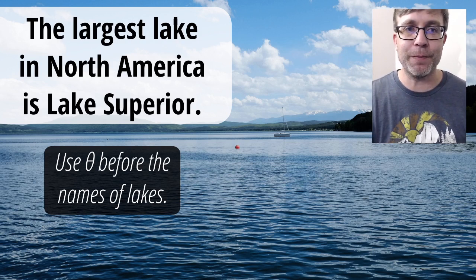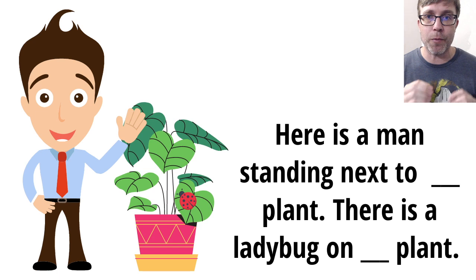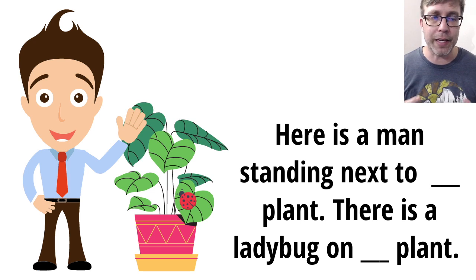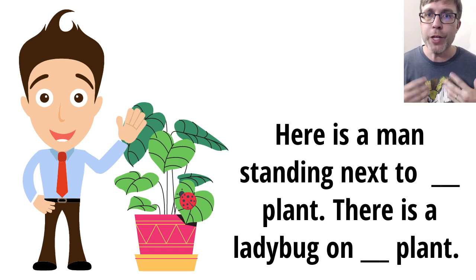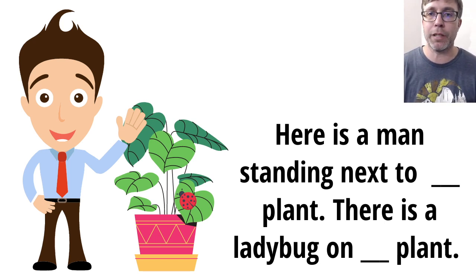So let's look at the next one right here. Again, there's two different ones that I want you to complete. And this is something like you're telling a story. Think of this as storytelling. This is something we do in everyday conversation if we're talking to a friend, a family member, a colleague, and we may be telling a story about something that happened during the day. In this case, this is not an exciting story. It's kind of just starting out. I say, here is a man standing next to plant. There is a ladybug on plant. It's kind of a boring story, but I'll tell you why this is useful in just a moment.